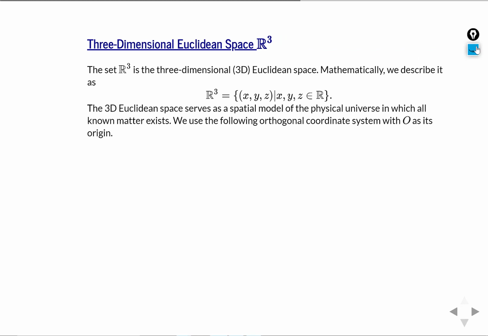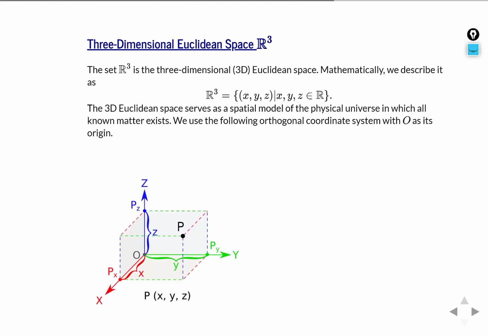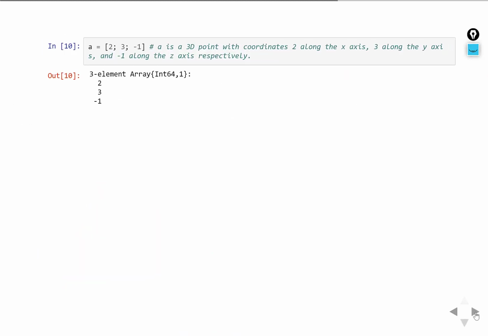The 3D Euclidean space serves as a spatial model of the physical universe, in which all known matter exists. We can define any point, such as P, using 3 parameters x, y, z, which show the distance from the origin along their corresponding axis. And we can define 3D points using 3-vectors in Julia.